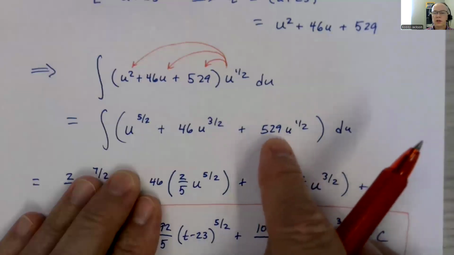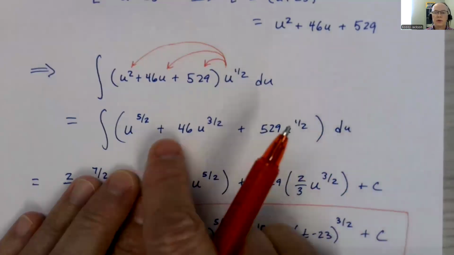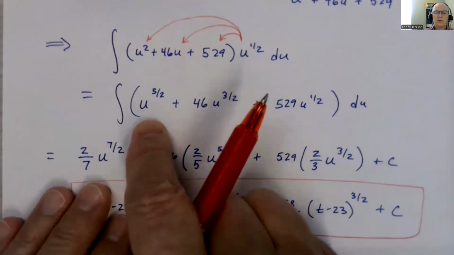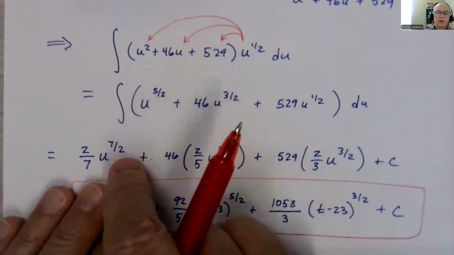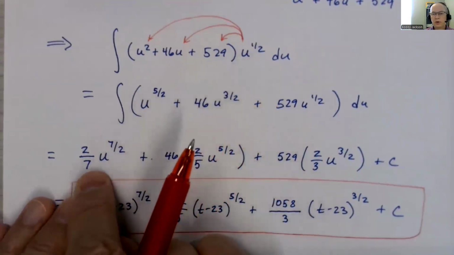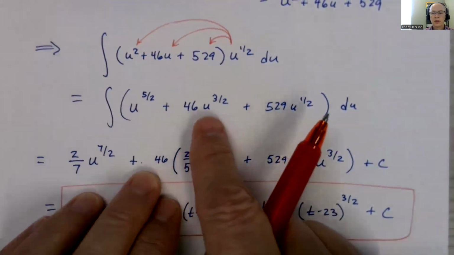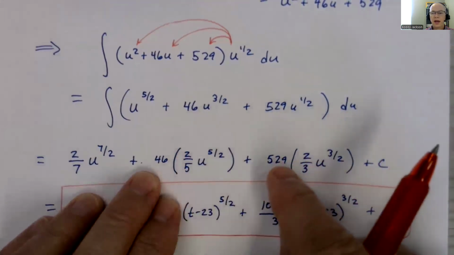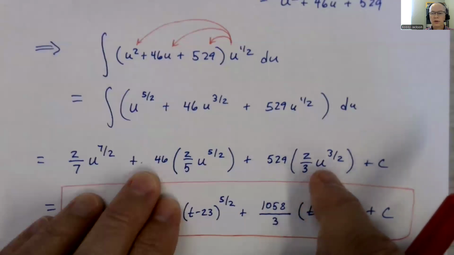All right, so finally I've got it in a form where I can find the antiderivative of each one of these with the power rule. Remember how we do that? The antiderivative of u to the 5/2, add 1 to 5/2 gives me 7/2. Dividing by 7/2 is the same as multiplying by 2/7. Over here, 46, pull that out. Antiderivative of u to the 3/2 is 2/5 u to the 5/2. And the antiderivative of u to the 1/2 is going to be 2/3 u to the 3/2. Okay, so that's all by the power rule.